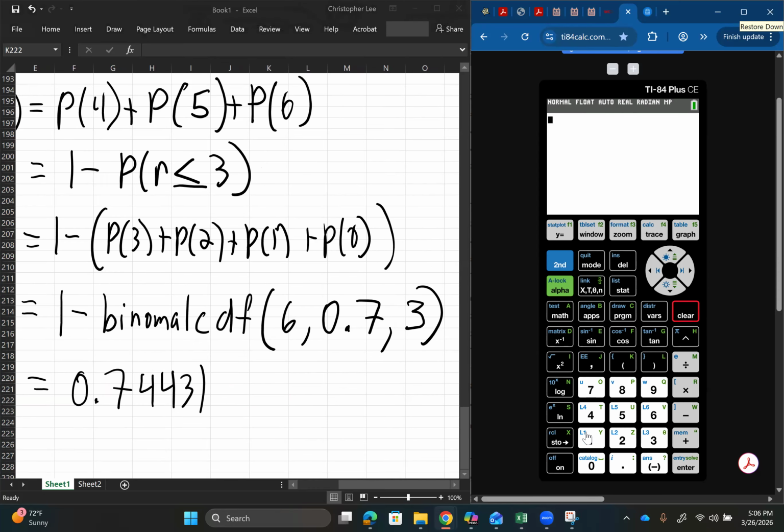So what I'm gonna do is 1 in the calculator, then minus, and then you're gonna go second distribution. Then you want to go down to binomial CDF. And then your N is 6. Your probability of success is 0.3. Your X is 3 because you want 3, 2, 1, 0. Just gonna paste it, and then there you go. That's your answer. 0.74431. It's okay if that's a little bit different from the chart, right? This is a more precise answer because I'm using the calculator. Okay.